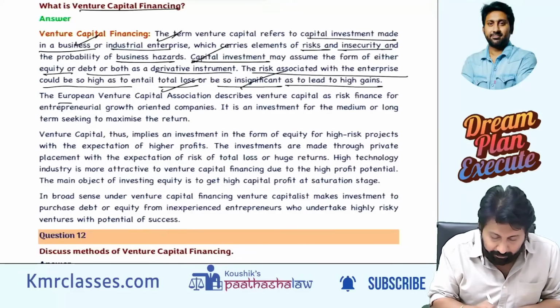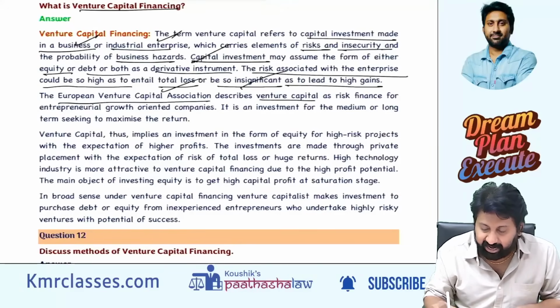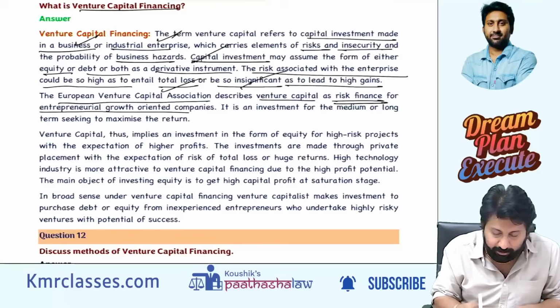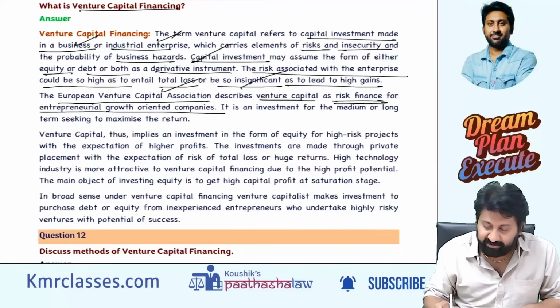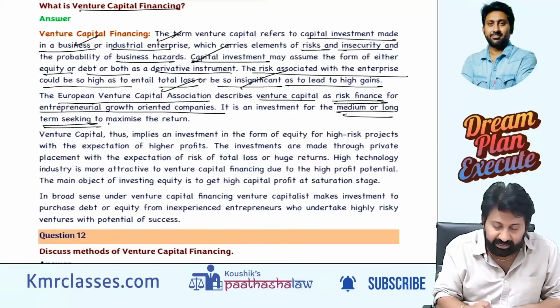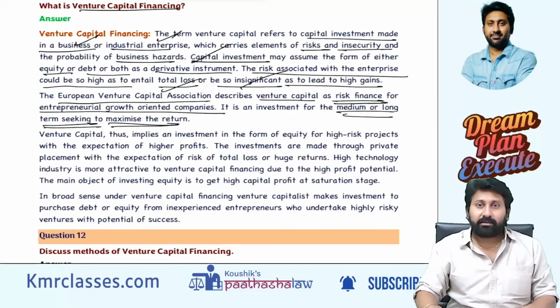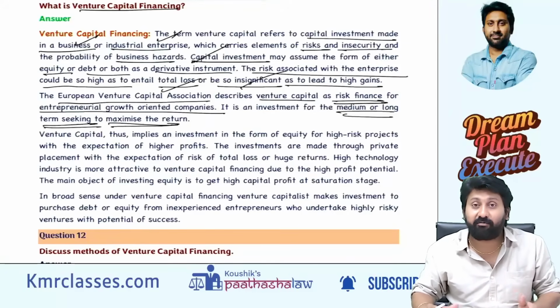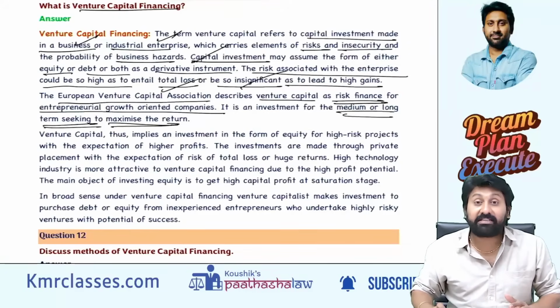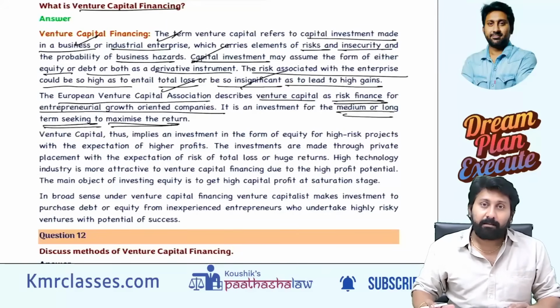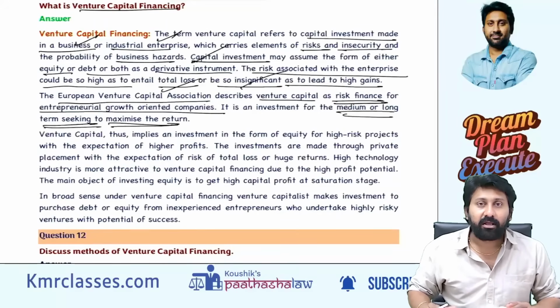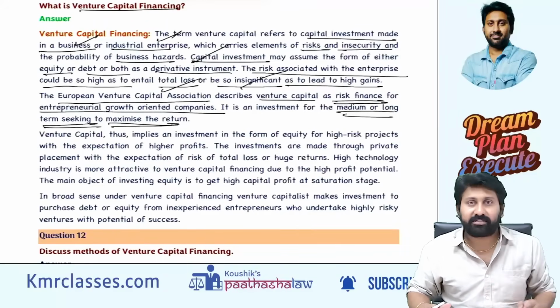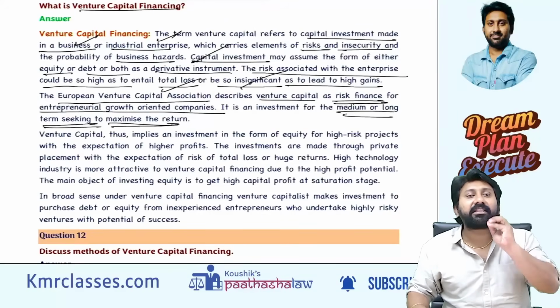European Venture Capital Association describes venture capital as risk finance for entrepreneurial growth oriented companies. It is an investment for medium or long term seeking to maximize the return. Generally, banks don't give the loan without going for such a high amount of risk involved. Venture capitalists will be there. Who will be there? Venture capitalists, billionaires, millionaires. Those people, Warren Buffett, all these people do this. What they will do? They will venture the capital.